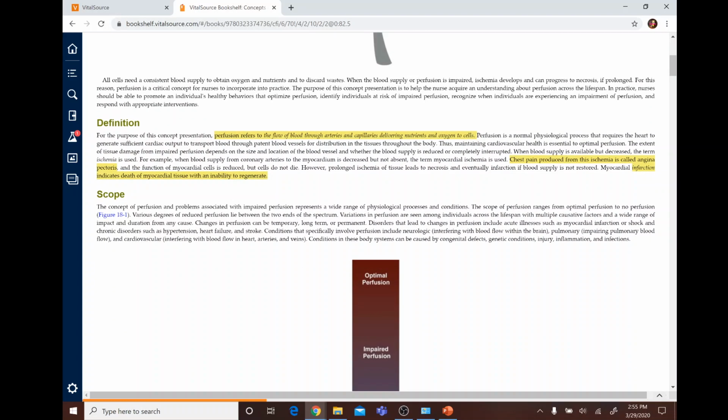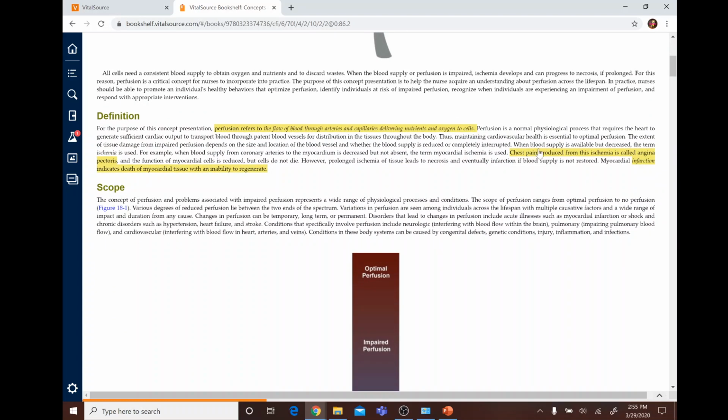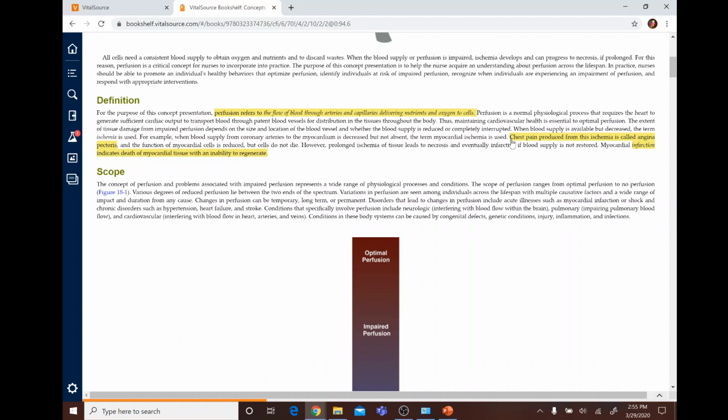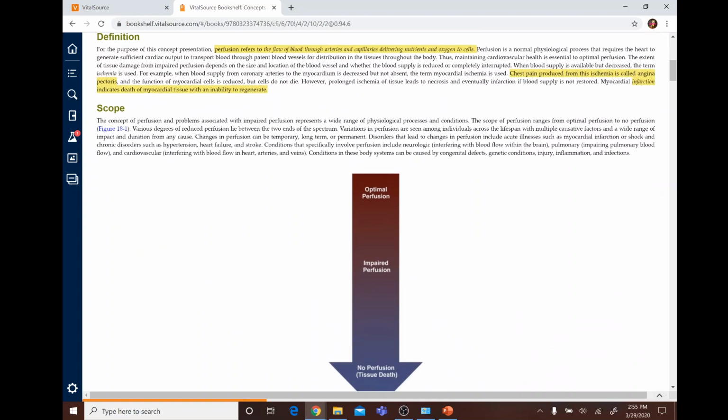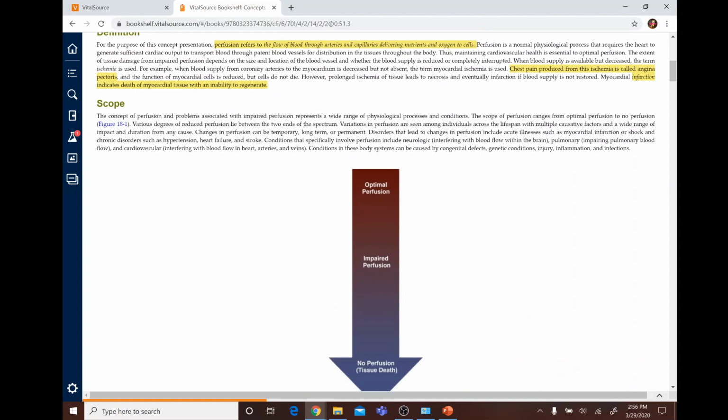and oxygen to cells. One thing that can happen with a perfusion problem could be chest pain. And this is caused by ischemia, and we know ischemia is reduced blood flow. A name for this is angina pectoris. And if you have prolonged ischemia, prolonged angina pectoris, that'll lead to a myocardial infarction, which means that myocardial tissue has died and it will not regenerate.